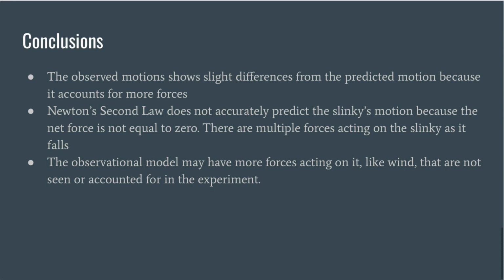So now, in conclusion, we know that the observed model shows slight differences from the predicted motion because it accounts for more forces than were in the computational model. Newton's second law does not accurately predict the slinky's motion because the net force is not equal to 0. There are multiple forces acting on the slinky as it falls, so it can't accurately be depicted with Newton's second law. And finally, the observed model may have more forces acting on it, like the wind, that are not seen or accounted for in the experiment.